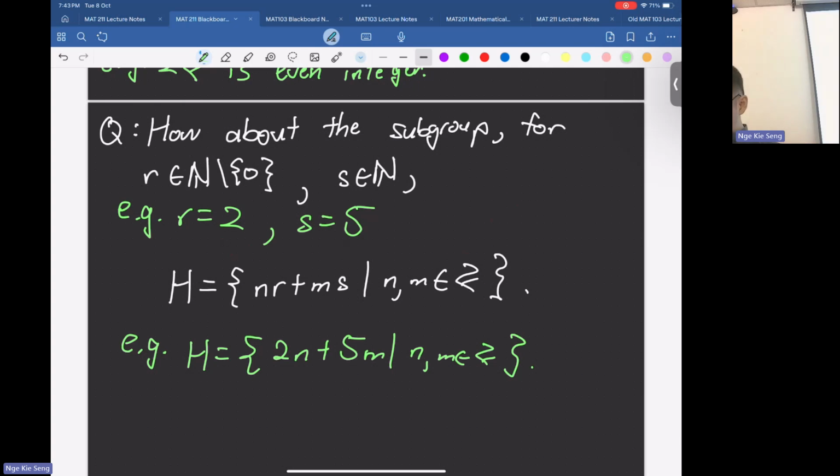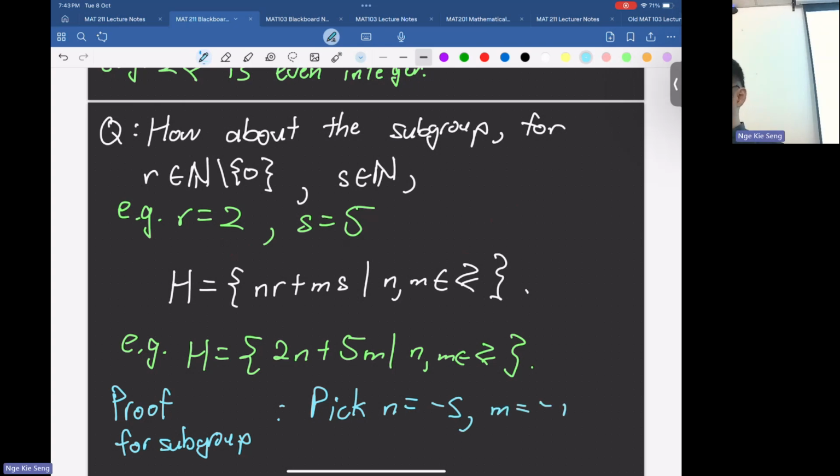Meaning, generally, let's say we prove it is a subgroup. In general you pick N equals to -X, M equals to -R. Or just R is enough. But I claim there's an easier way.